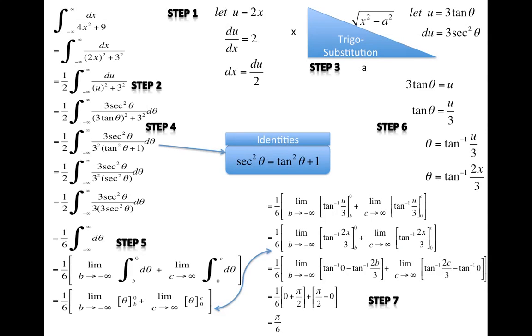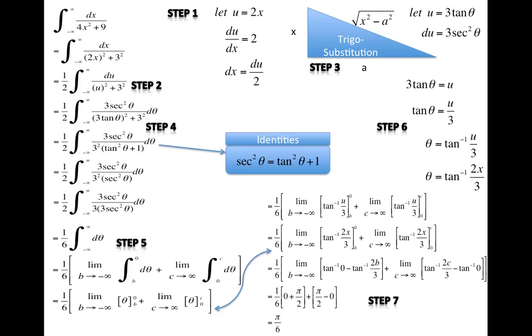As you can see for this question, we have a definite integral from negative infinity to infinity, dx over 4x squared plus 9. So firstly we factorize the 4x squared to get (2x) squared, and in step 1 we let u equal 2x, and du over dx gives 2, so dx is du over 2. We plug the value back into step 2, where we get half the integration of du over u squared plus 3 squared.